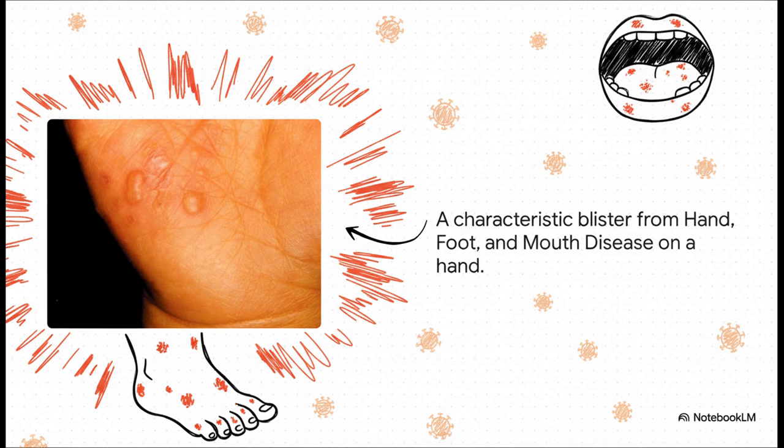These little blisters or red spots almost always on the palms of their hands or the bottom of their feet. I know, it looks really alarming, but this is the classic telltale sign of a super common childhood illness. This right here is the hand part of hand, foot, and mouth disease.